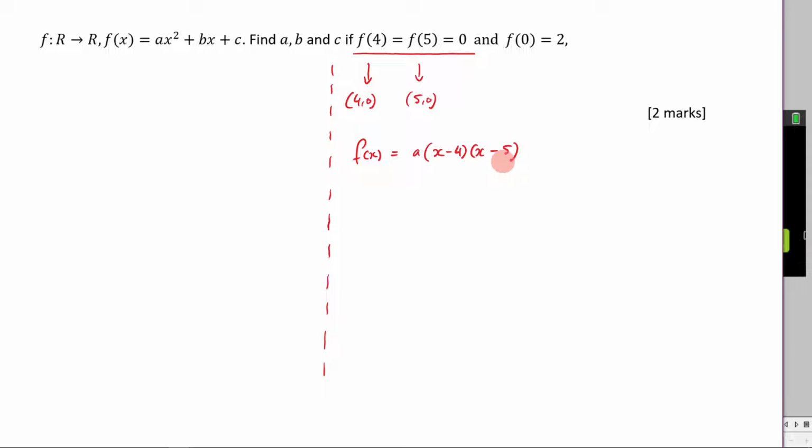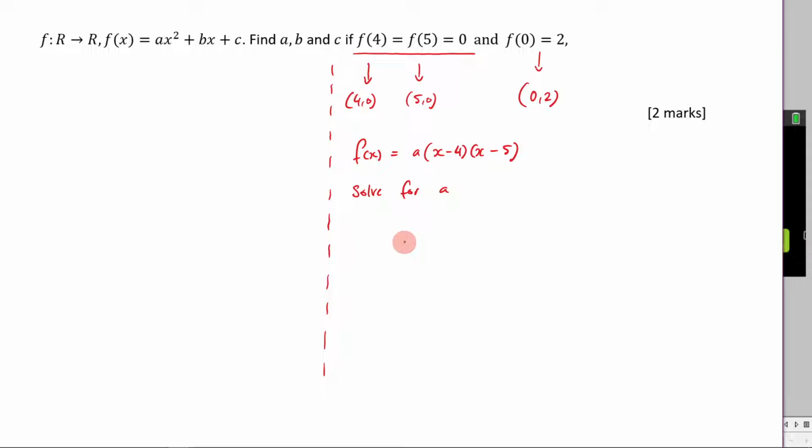Because remember, according to our null factor rule, if I was to take one of these and set it equal to 0, it's going to tell me what the x-intercept is. So x is equal to 5, and that's what we see here. So simply by taking note of what they've told us, we can get it into this form right here. And now what we just need to do is solve for a with the final point that they've given me, and that final point here is 0, 2.